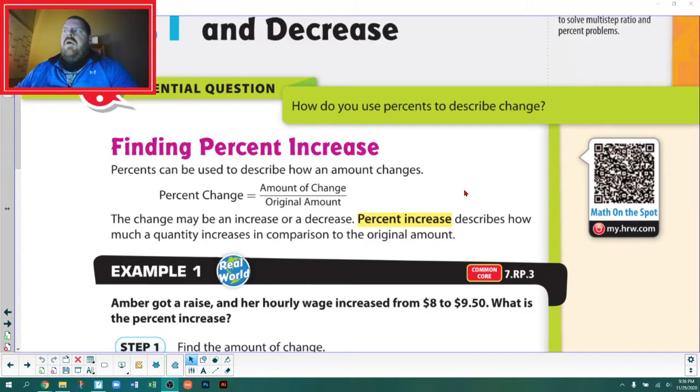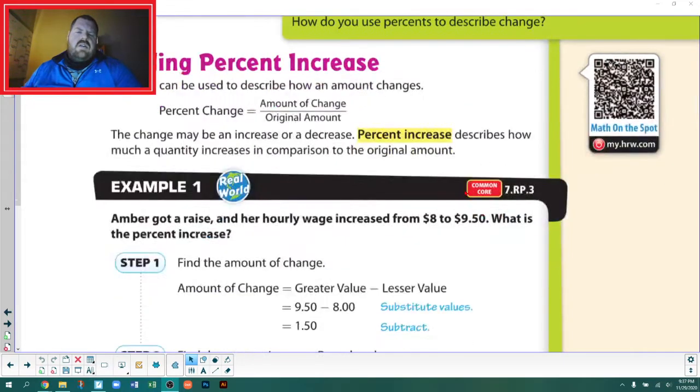And here we go. So it says, how do you use percents to describe change? And then it goes on to say, we're going to focus first on finding the percent increase. Percents can be used to describe how much an amount changes. To find the percent increase, we want to take the amount of change over the original amount. This change may be an increase or decrease, but the percent increase describes how much the quantity increases in comparison to the original amount.